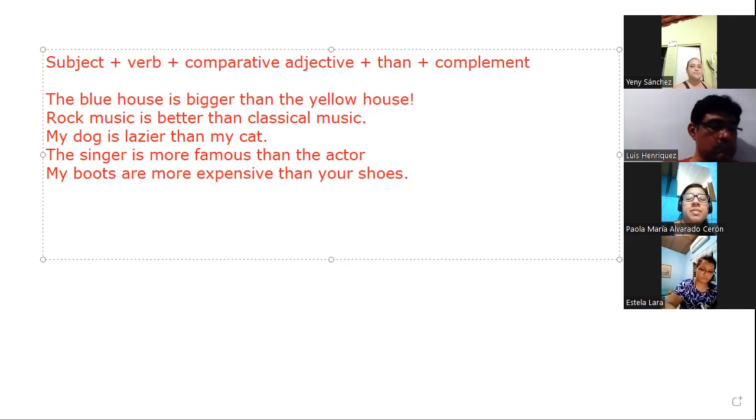Okay, vamos a ver. Estela, ¿cree que ya hoy sí ya puede hacer una oración? Sí.